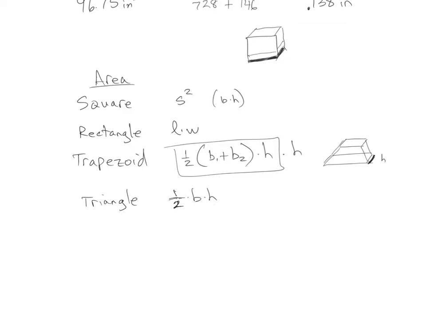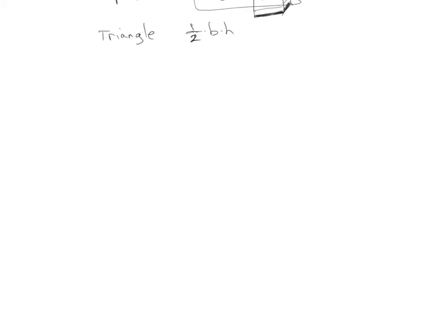Now I want to do a cylinder. I have a big can of Arizona green tea in front of me. So here is the shape of this cylinder.